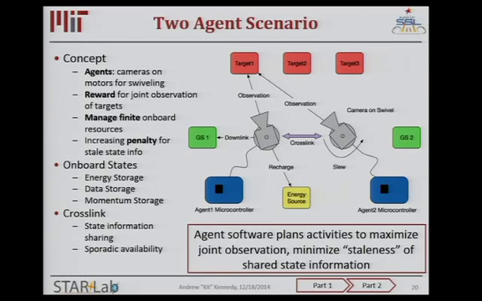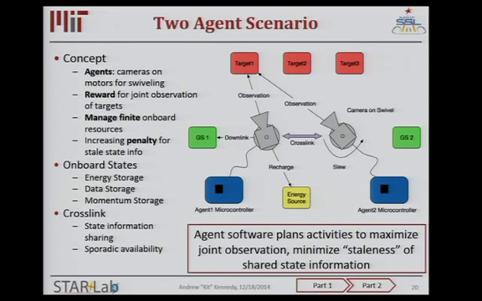So I'm looking at a two-agent scenario, very simplified here into a hardware and software testbed, in which you have what I'm calling spacecraft agents in the middle here, which are just webcams on a motor that slews around. And you can look at targets. In this scenario, there's a reward for looking at targets jointly. So the two agents are looking at a target at the same time, and that is a proxy for a coordinated observation in Earth orbit.